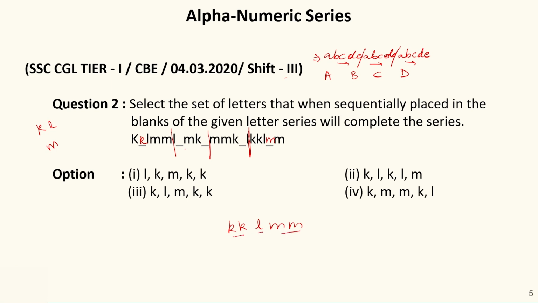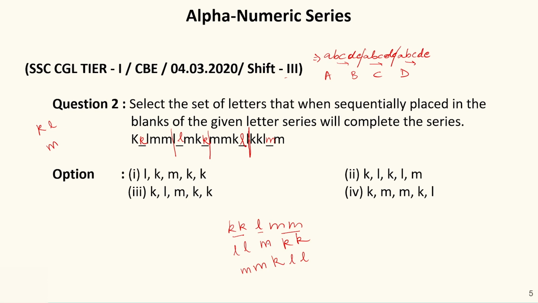Can we make a similar series over here? Let me try. If I fill this with L and I fill this with K, will I get something like this? L M K K? Yes. And can I make something similar over here? If I fill this with L, this will be M M K L L. Yes. So I can see that K is being repeated twice, then L is single, and then M is repeated twice.